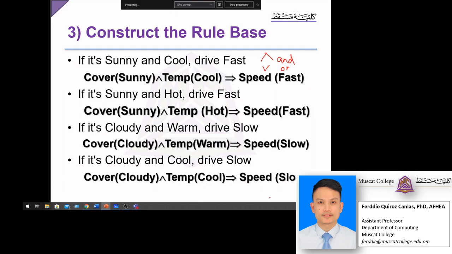Do you have any questions here? You have to remember, we're going to arrive at our decision later based on these rules. We're going to infer, to make a conclusion or a decision. So inference will be based on your rule base here. This is your rule base, so all the rules are here.